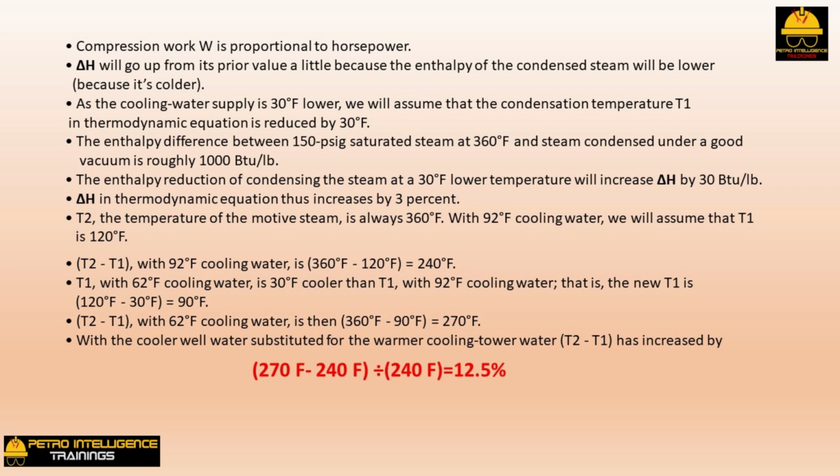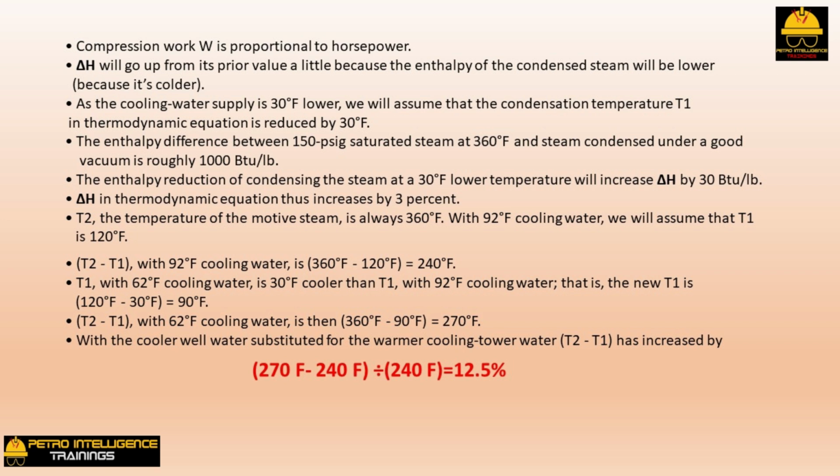T2 minus T1, with 92 degrees Fahrenheit cooling water, is 360 degrees Fahrenheit minus 120 degrees Fahrenheit, equals 240 degrees Fahrenheit. T1, with 62 degrees Fahrenheit cooling water, is 30 degrees Fahrenheit cooler than T1 with 92 degrees Fahrenheit cooling water. That is, the new T1 is 120 degrees Fahrenheit minus 30 degrees Fahrenheit, equals 90 degrees Fahrenheit. T2 minus T1, with 62 degrees Fahrenheit cooling water, is then 360 degrees Fahrenheit minus 90 degrees Fahrenheit, equals 270 degrees Fahrenheit.